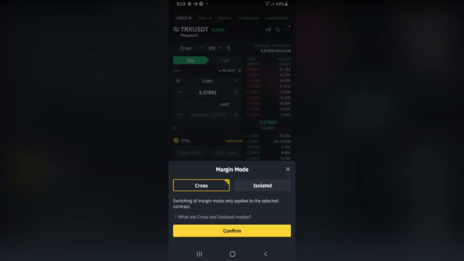So I think now, if I want to engage in any trade, it is preferable to go for isolated, right? Yeah, isolated margin mode, isolated margin.